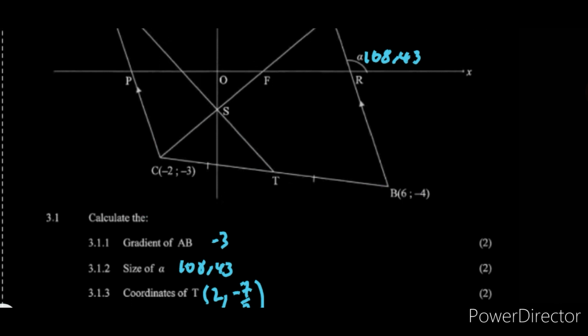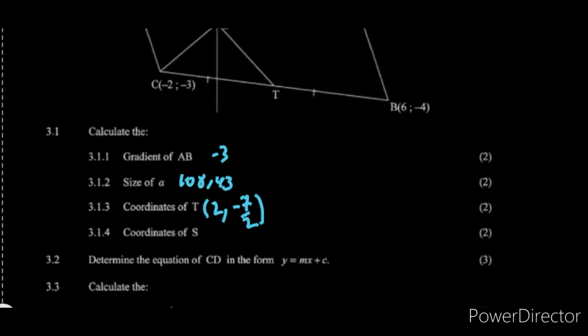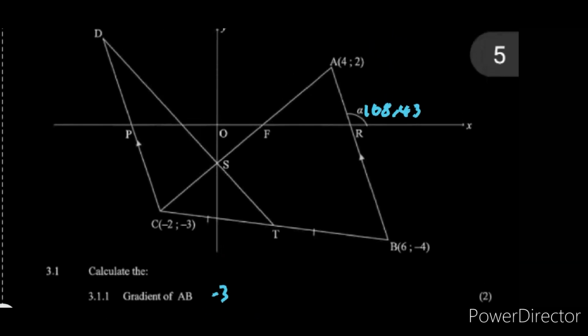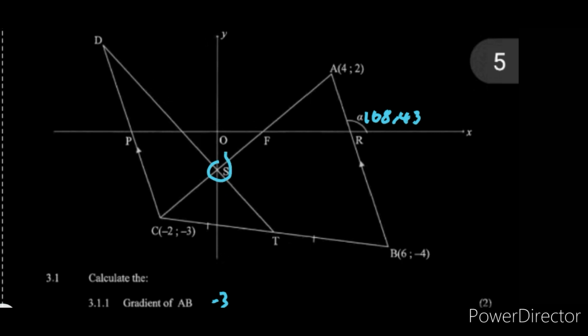Alright, let's answer the following question. They said calculate the coordinates of S. So where is S? S is this part. Now, every time they ask you to find a point, you have to ask what is special about the point. Number one, it's a point of intersection.